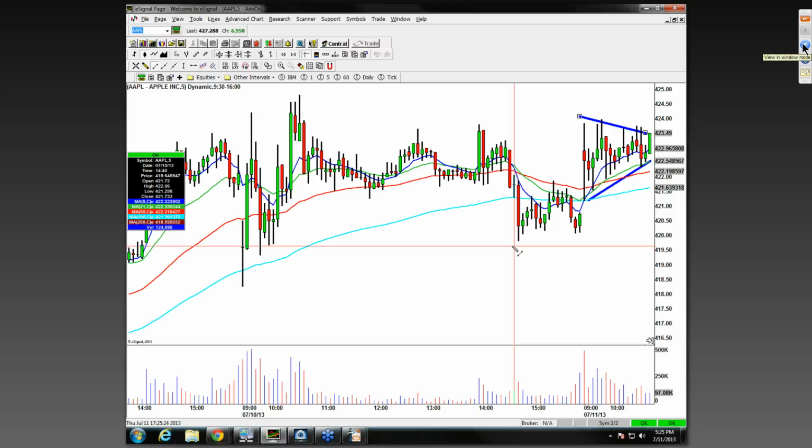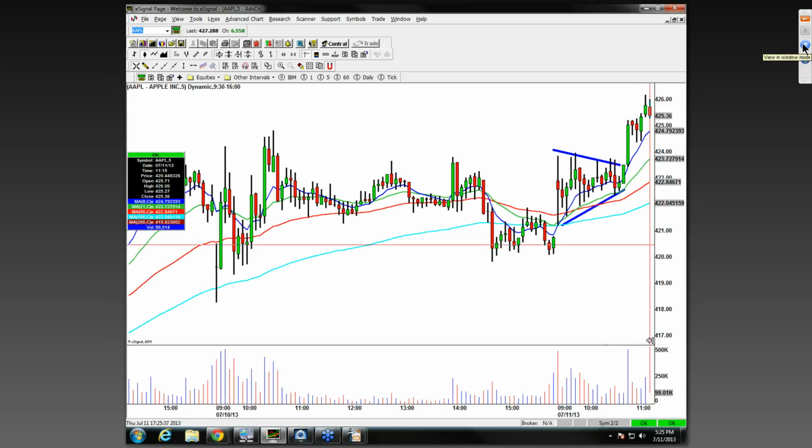So I really don't draw mine in until I really see it. That way I know where it's supposed to go, or at least I have an idea where it's supposed to go. And again, I try to make it simple for myself. I know where I'm getting out. I know where I'm adding. I know where I'm getting in this tight range here. And as you saw, the stock broke out to the upside.